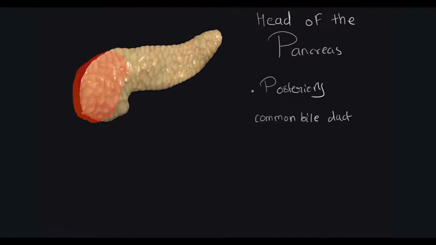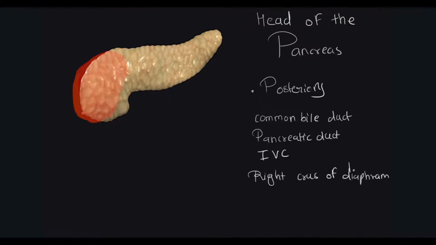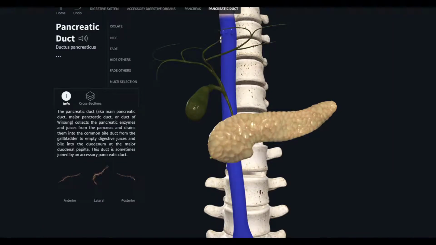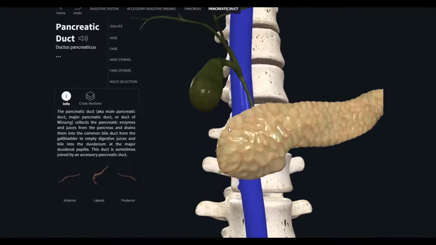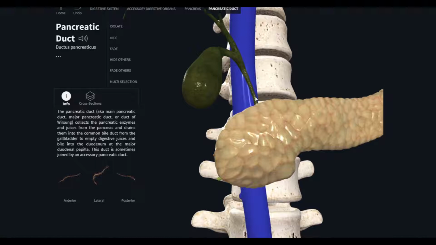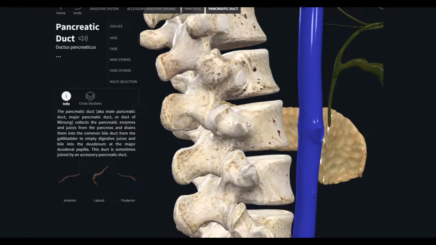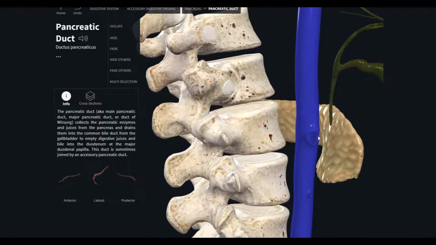Then we have the common bile duct which joins the pancreatic duct. Then we have the inferior vena cava, and lastly, the right crus of the diaphragm. So the posterior relation, right here, we can see the inferior vena cava. And then we have the ducts that arise from the gallbladder. The first duct we can see here is known as the bile duct, and then the bile duct goes and gives off the pancreatic duct.